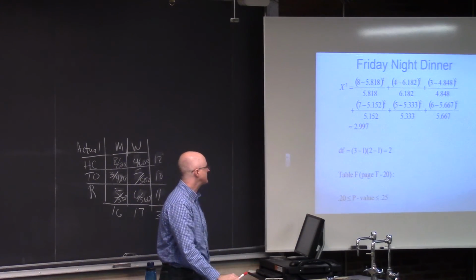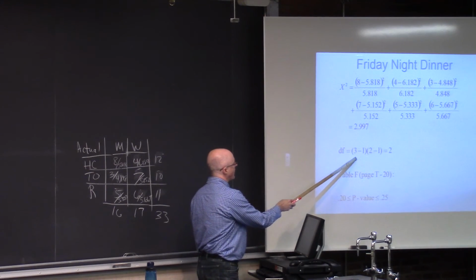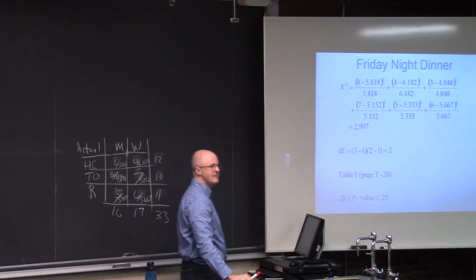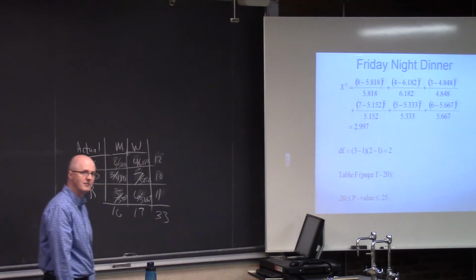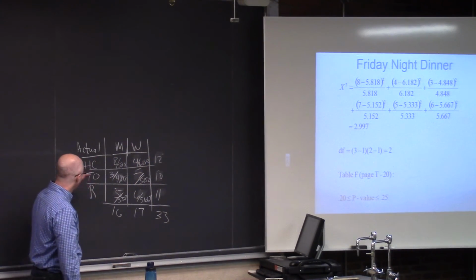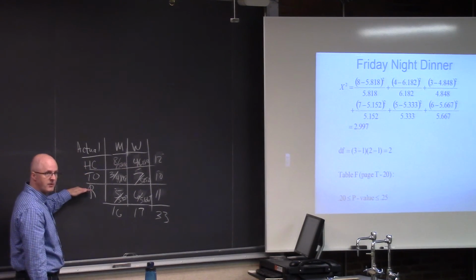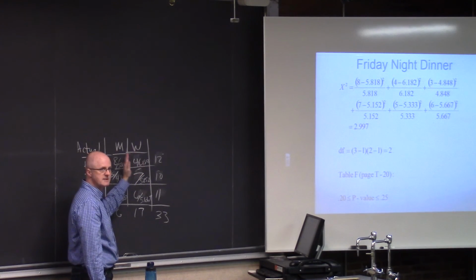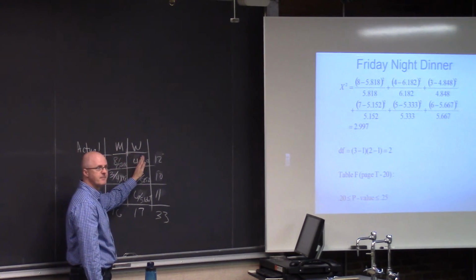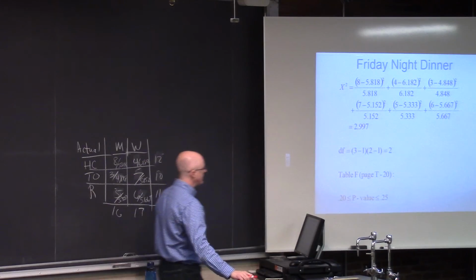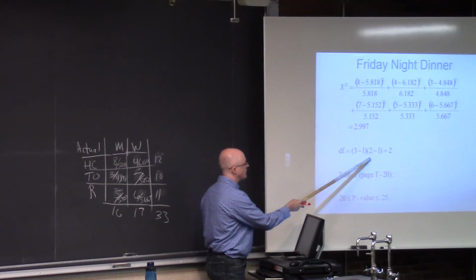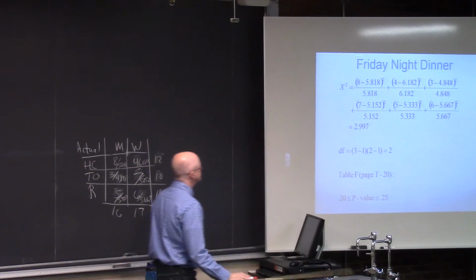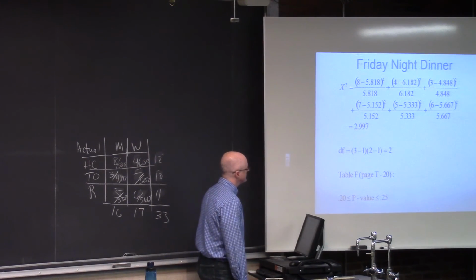What's the degrees of freedom? It turns out to equal the number of rows minus 1 times the number of columns minus 1. In this case, that's 2 times 1 is 2 degrees of freedom. There are 3 rows for the meal preference, 3 choices. And there are 2 columns for the person's sex, men and women. The 3 corresponds to the number of meal choices. The 2 corresponds to the number of choices for the person's sex. 3 minus 1 times 2 minus 1 is 2.